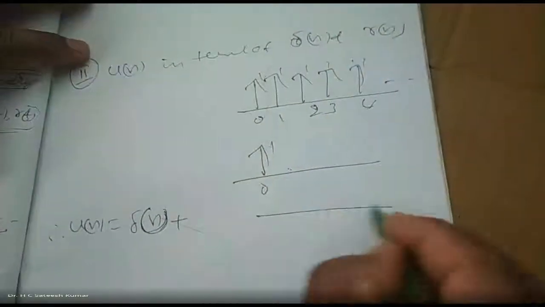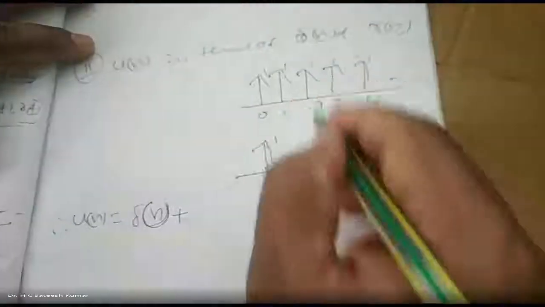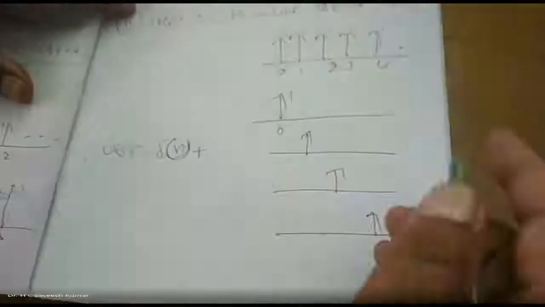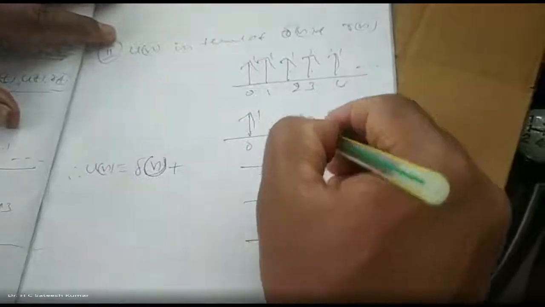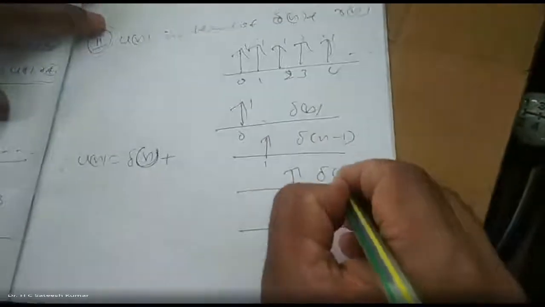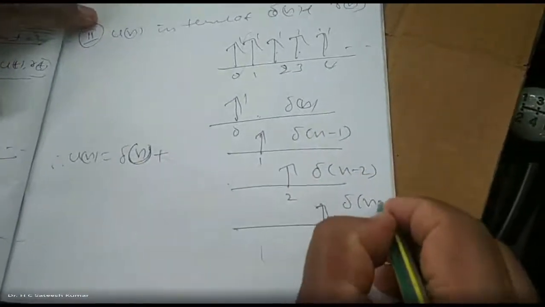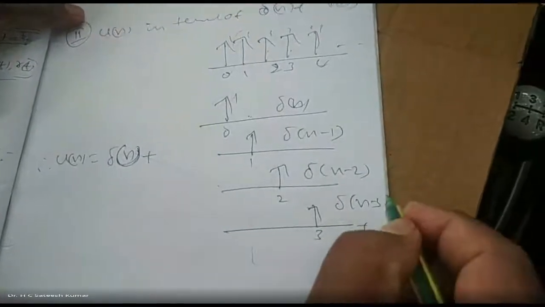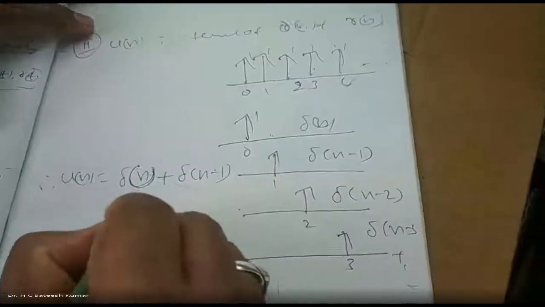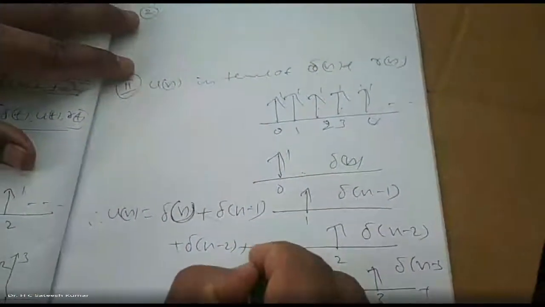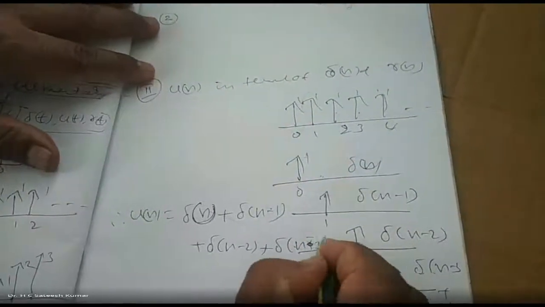Okay, add it. So shift right like this. This one is nothing but shift right by 2 units. This one is nothing but shift right again. So adding these delta functions, you can get this one, right? This is 1, 2, 3. So this is your delta of n, delta of n minus 1, delta of n minus 2, delta of n minus 3, plus so on, like this you will have. So therefore, u of n is nothing but delta of n plus delta of n minus 1 plus delta of n minus 2 plus delta of n minus 3 plus so on.